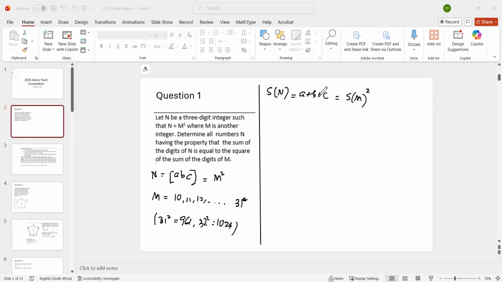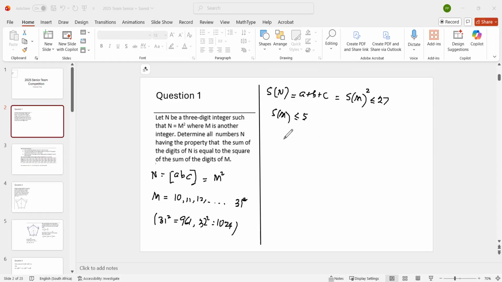Now, the highest possible value that a plus b plus c can have is 27, because a, b and c are digits, and the digits run from 0 to 9. So that means that S of m is less than or equal to 5. So the sum of the digits of m, this two-digit number, is less than or equal to 5.